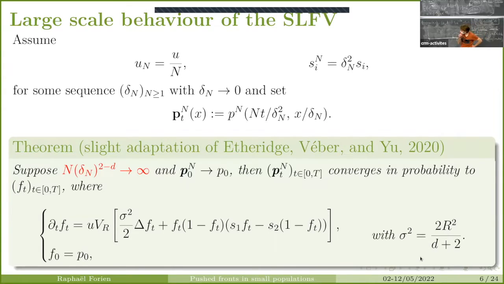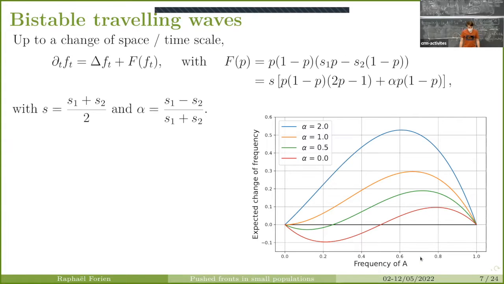Note for now that there is this condition that n delta n to the 2 minus d tends to infinity, and n is going to infinity, delta n is going to 0. So when d is equal to 2 or larger than 2, this is automatically satisfied. But when d is equal to 1, there is an assumption here that you have to make to obtain this deterministic limit. Okay, so here I'm going to betray my origins and put a 1 in front of the Laplacian. You can rescale space and time easily to get 1 in front of the Laplacian.